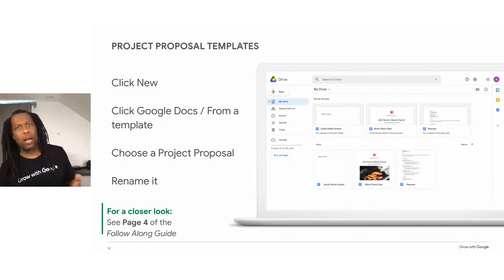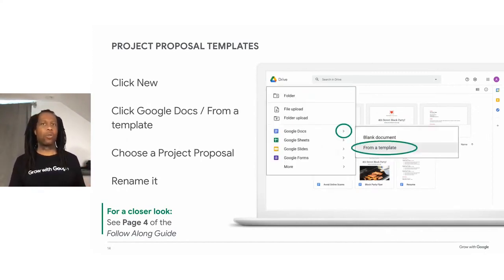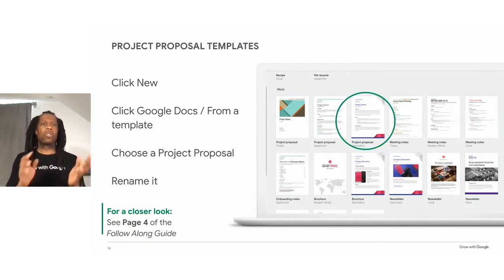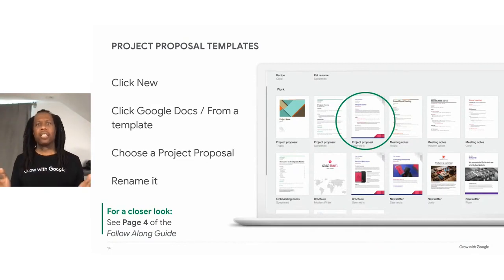This image will show you how to open a project proposal template. The first thing you would do is click New, and then from there, you would select Google Docs and then from a template. Next, scroll down to the work templates and choose one of the project proposal templates by clicking it. We won't write a project plan today, but you can take a look so that you know exactly where they are if you'd like to do this later on.